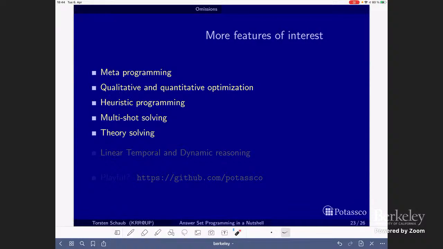And then if you want to reinterpret one of the constructs, you just write this in ASP. You can do metaprogramming that way. You can also then compute other things, and so on and so forth. Qualitative and quantitative optimization I already talked about, right? So you can also have qualitative preference and combine them with quantitative preference and have arbitrarily nested expressions that then actually are taken into account when optimizing.